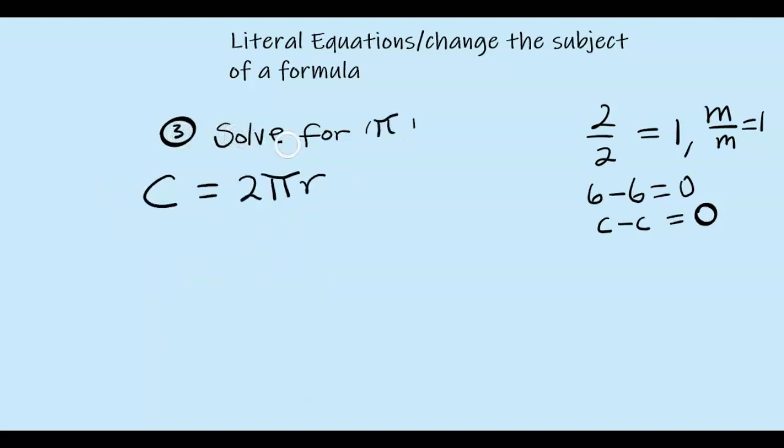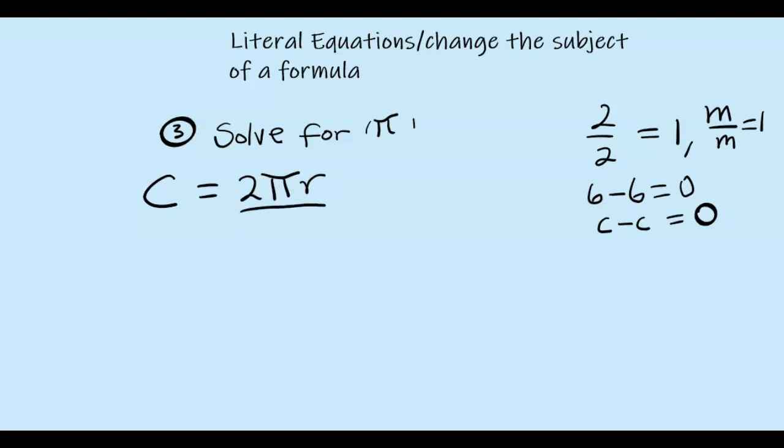Okay, example 3. We have been asked to solve for pi in the circumference formula, which is c is equal to 2 pi r. We want to make pi the subject of this equation. We want to isolate the pi. Realize that all the numbers here are multiplied by each other, and the opposite of multiplication is division.